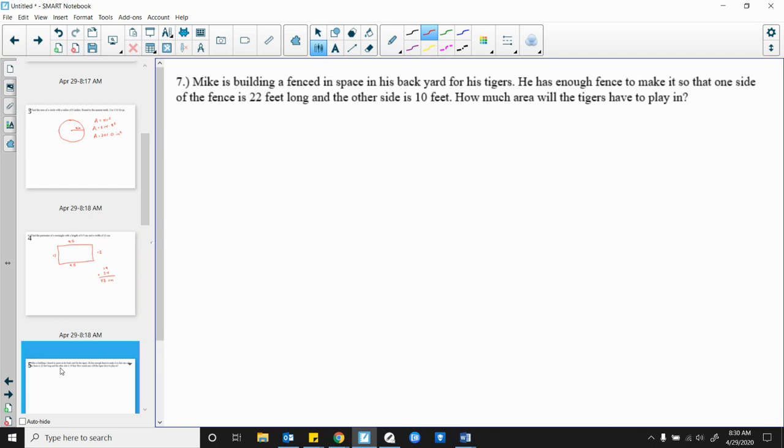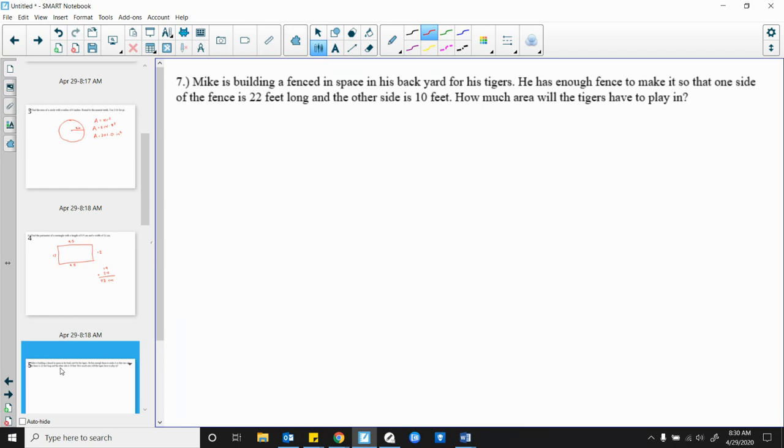All right. Okay. Mike is building a fenced-in space in his backyard for his tigers. Don't ask. Yes, my brother Mike has some tigers, okay? He has enough fence to make it so that one side of the fence is 22 feet long and the other side is 10 feet. How much area will the tigers have to play in?